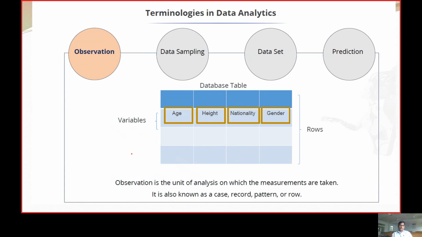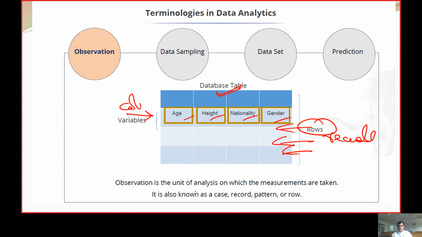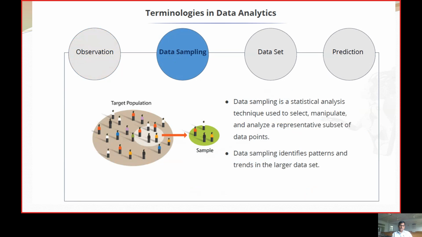So that is stage one. Next, in this observation we are building up the database tables. We have age, height, nationality, gender. These items are called variables, or column names. And thereby we have these records, which we call rows. So an observation is just one entity or a unit of analysis: measured cases, records, patterns, rows, and so on. This target population is what we call the data set.